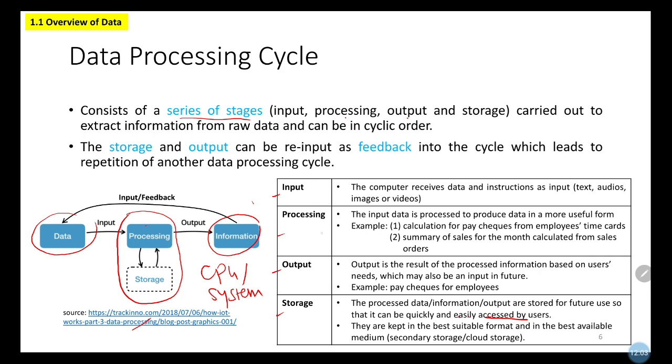And so these are the definitions for each stage. What is input? Input is whatever data and instruction the computer or the system receives. It could be in terms of text, audio, images, or videos. And then the processing stage, where the input is being processed to produce data in a more useful form. Data is input to the system, goes through processing in the CPU, and then it will produce output. So it becomes information.